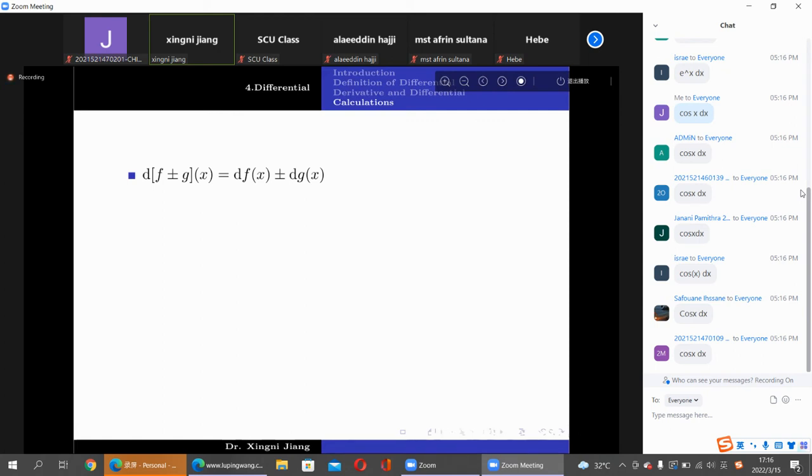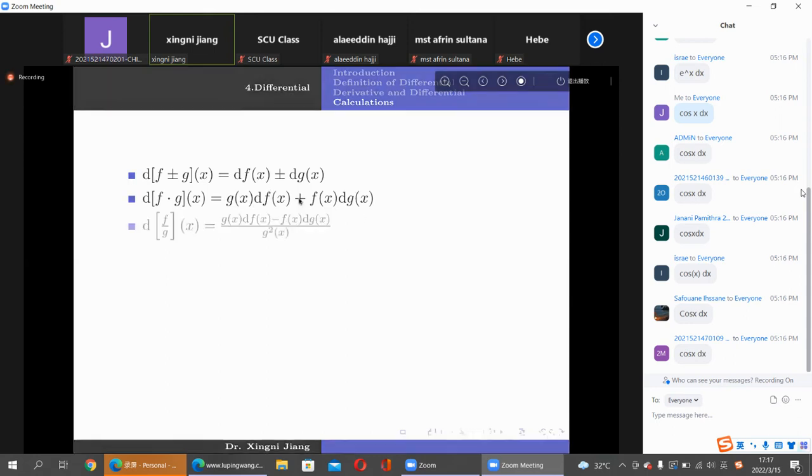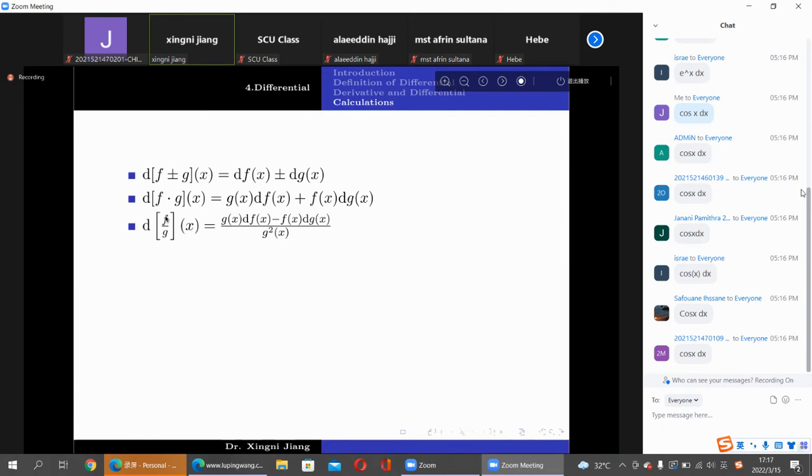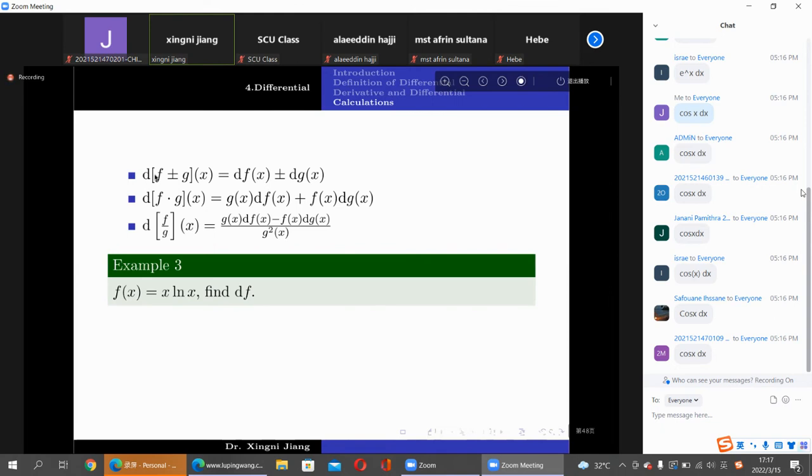And now we have some calculation rules for that. You can prove them from the calculation of the derivatives. So the differential of f plus g is equal to the differential of f plus the differential of g. And the multiplication of two functions goes like this. And now f divided by g is like that. Everything is similar. And now can you try to find this one? The differential of f.